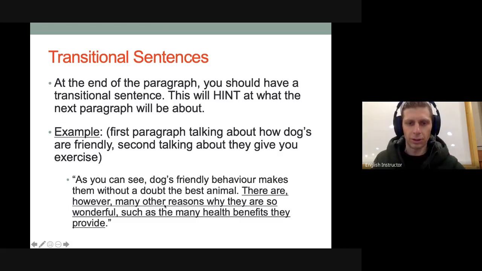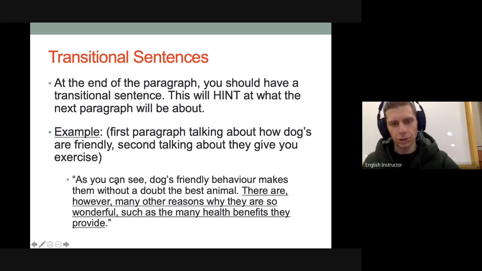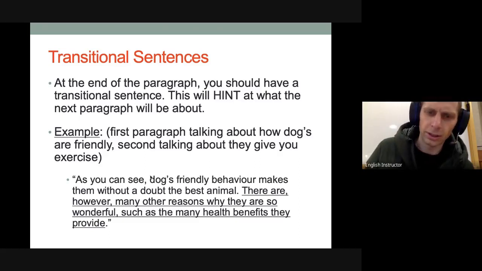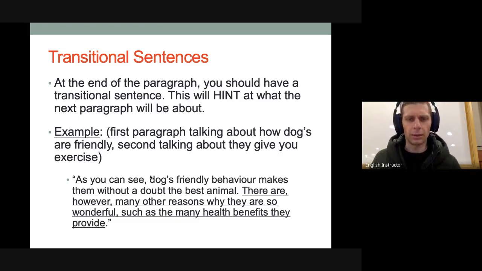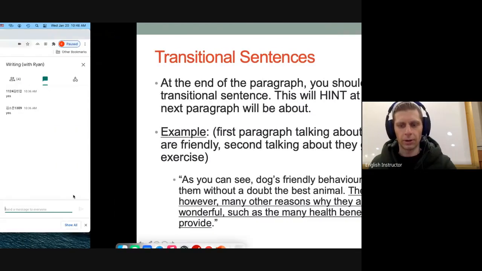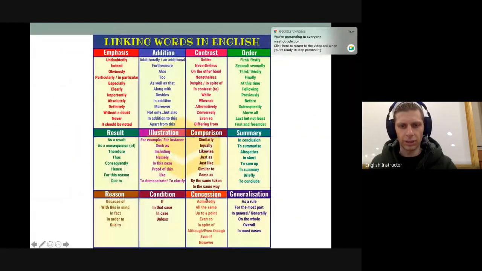And so the example of our transitional sentence, as you can see, friendly dogs. I don't know why dogs has an apostrophe s. It shouldn't. So, dogs' friendly behavior makes them without a doubt the best animal. There are, however, many other reasons why they are so wonderful, such as the many health benefits they provide. So again, we're shifting, we're changing our thinking.